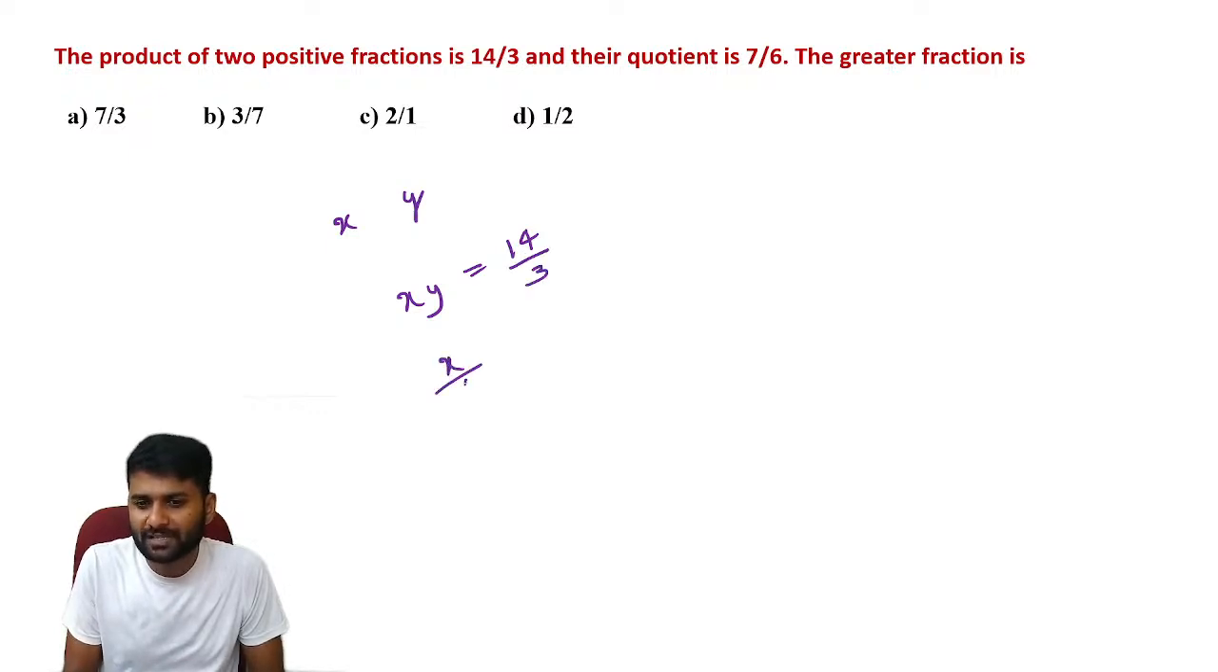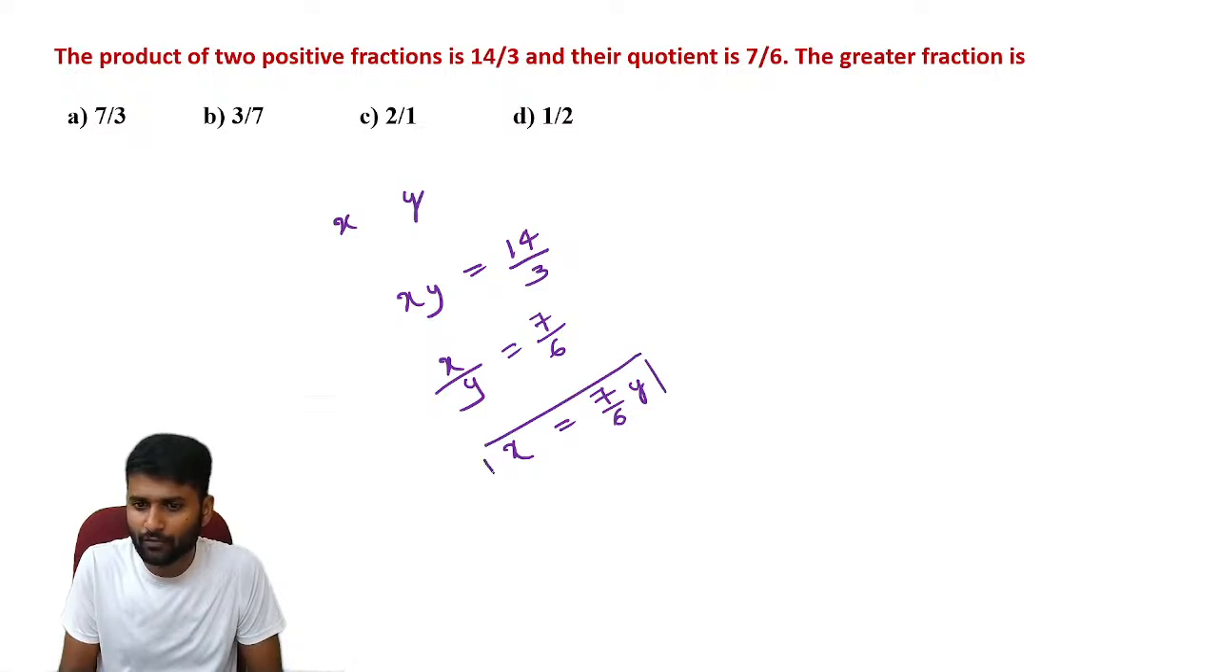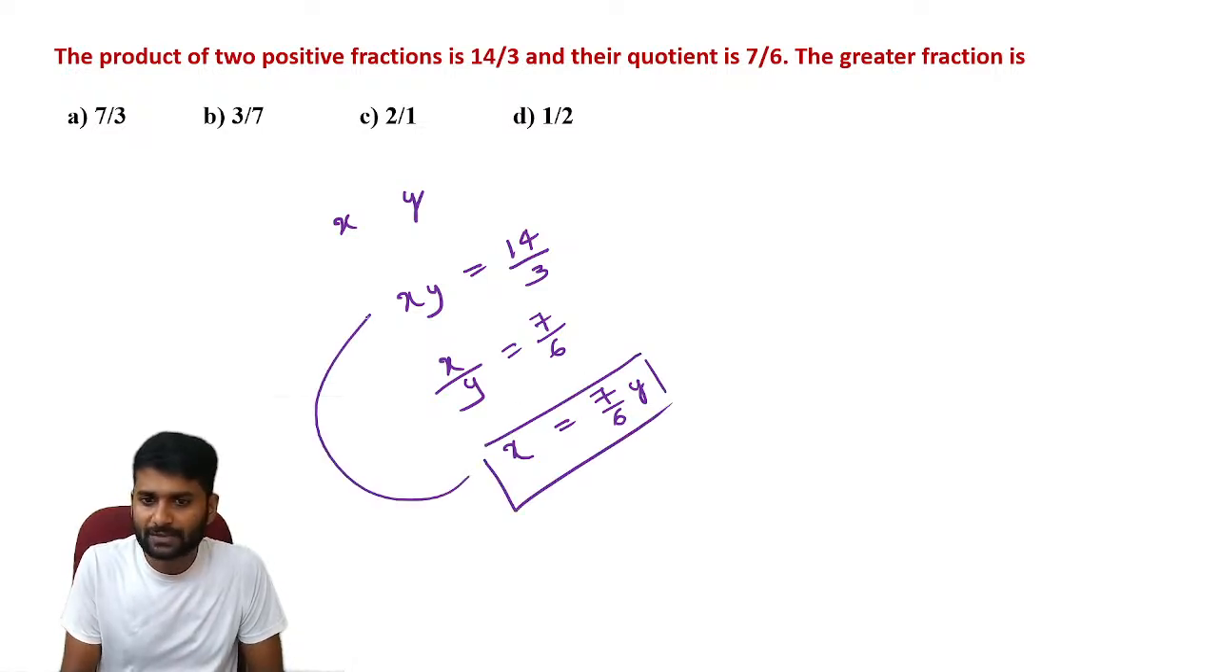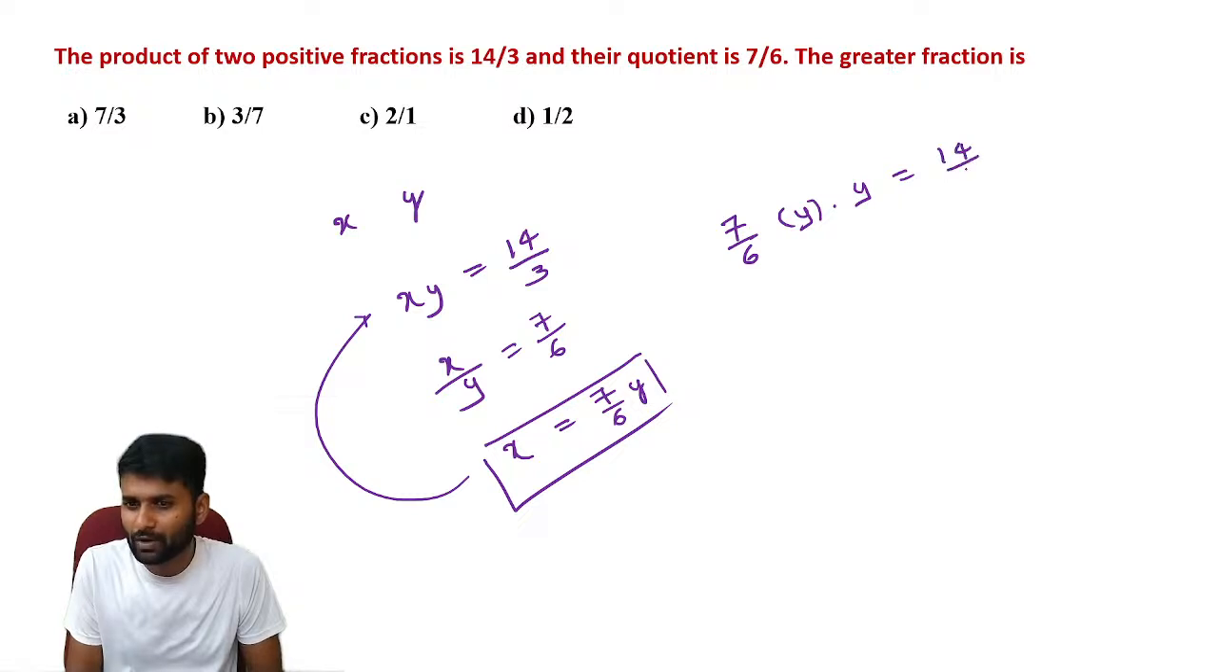If the quotient means x is divided by y, here the quotient is 7 by 6. Let's take that x value is equal to 7 by 6 of y. Now you can substitute it here: 7 by 6 of y into y is equal to 14 by 3. Now 7 exactly 2 times, 3 exactly 2 times, then y square is equal to 4. Definitely y is equal to 2.